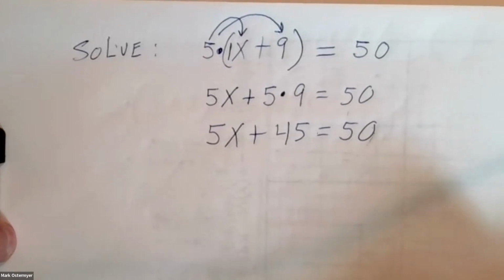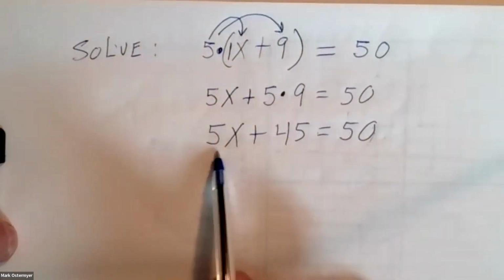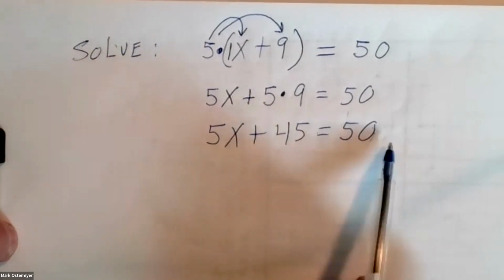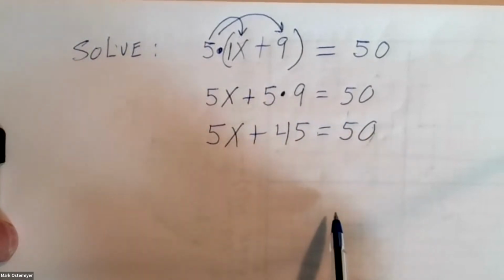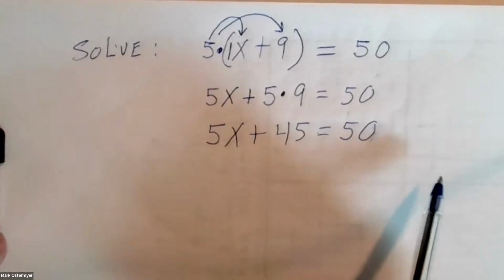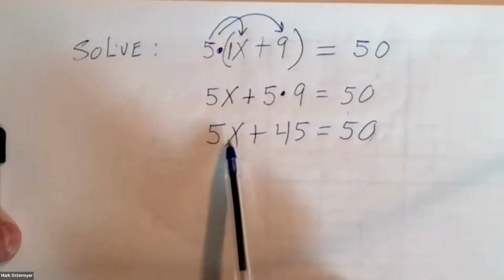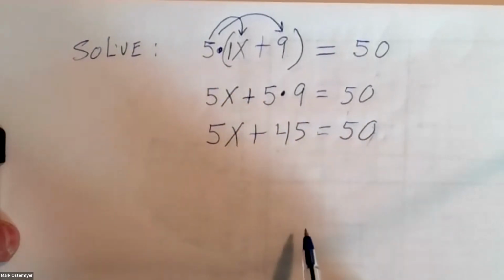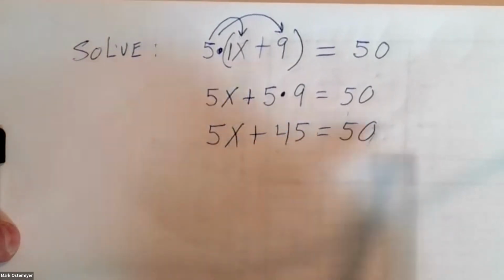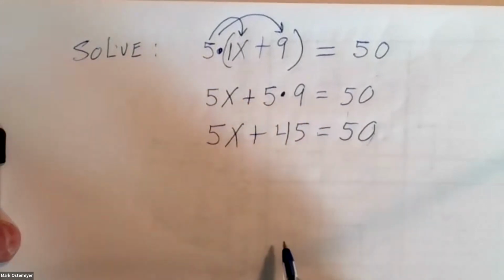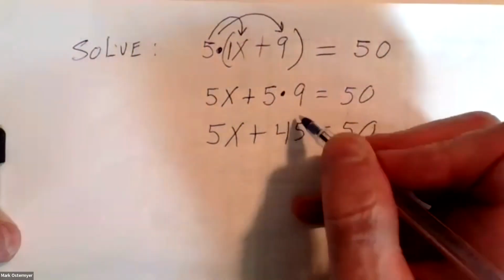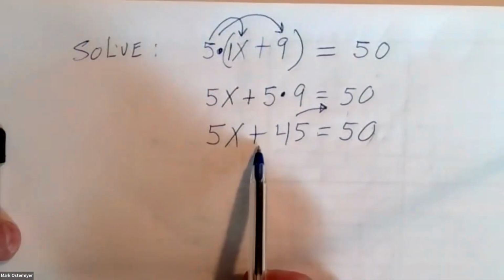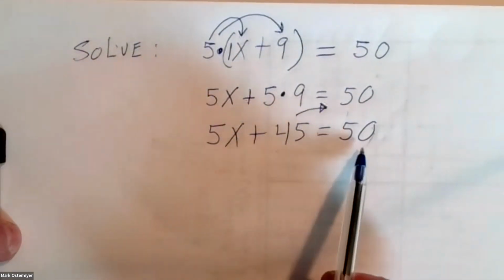All right. Now, my ultimate goal is to get x all by its lonesome on one side of the equation and my answer or number on the other side of the equation. So we've got to separate our variable terms on the left side of our equation versus our constant or numbers on the right side. So the next move is to move this plus 45 over to the right side of the equation. How do I move a positive 45 to the other side of the equation?